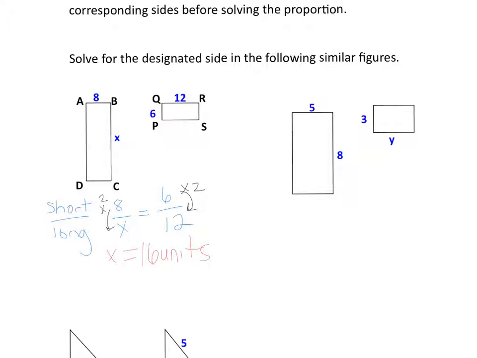Now let's take a look at the second pair of rectangles where the relationship is not as obvious. So we're comparing 2 rectangles. So once again, I'm going to compare a short side to long side. You can call them something else. I just call them short and long so that way it makes sense in my head and I don't end up reversing where the numbers need to go. So on the first rectangle, the short side is 5 and the long side is 8. On the second rectangle, the short side is 3 and the long side, we don't know.